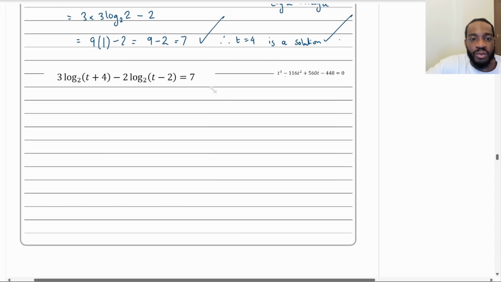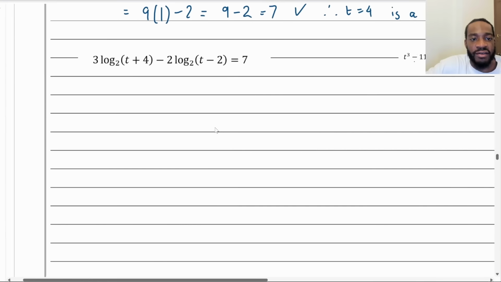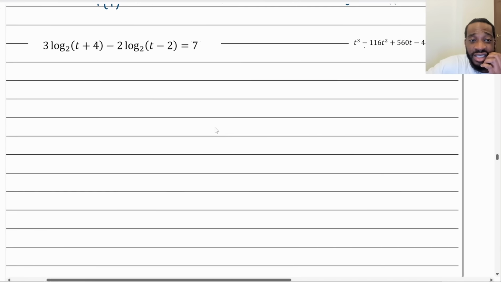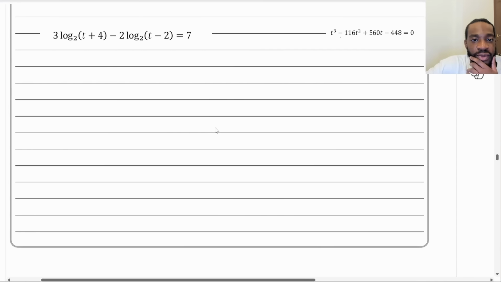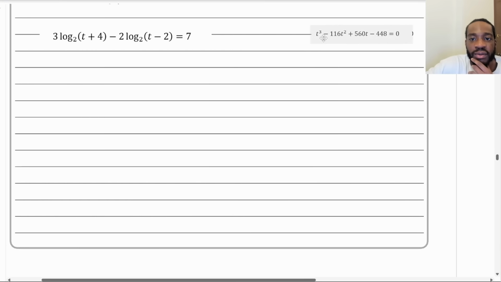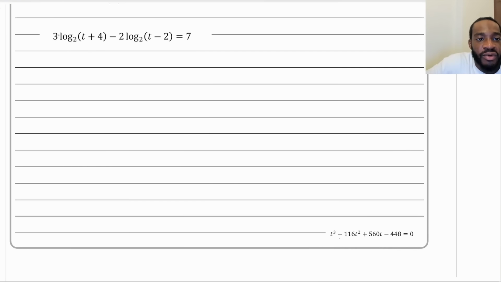So what I'm going to do first is, you should always bring the logs together, but I can't at the moment with these numbers in front of them. So what I'm going to do, let me just put this here. I don't want my face to be in the way. I'll put it in the bottom corner right here. All right. So doing that, what I'm going to do is I'm going to bring the powers up first.